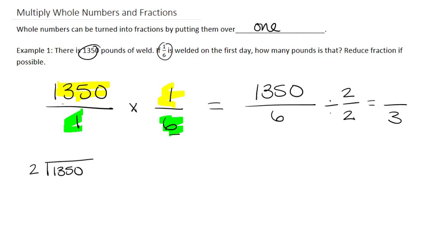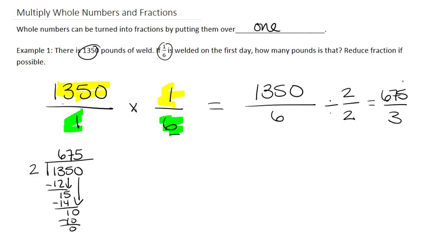2 can go into 13 6 times, so we have 12. 2 times 6 is 12. We subtract, we get 1. Bring down the 5. 2 can go into 15 7 times. 2 times 7 is 14. We subtract, we get 1. Bring down that 0. Now 2 can go into 10 5 times, because 2 times 5 is 10. We subtract, we get 0. So we have 675 on the top.